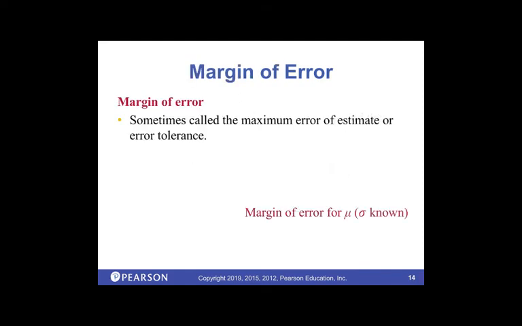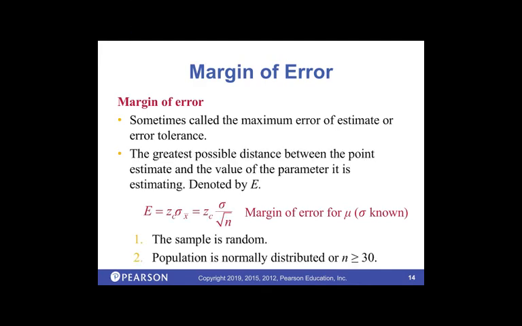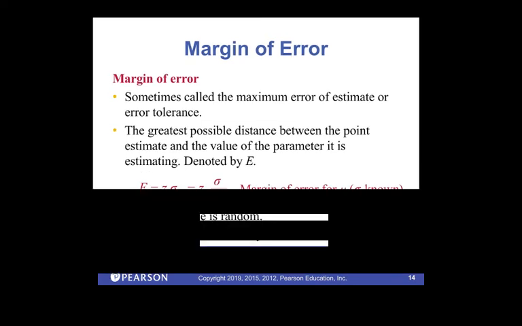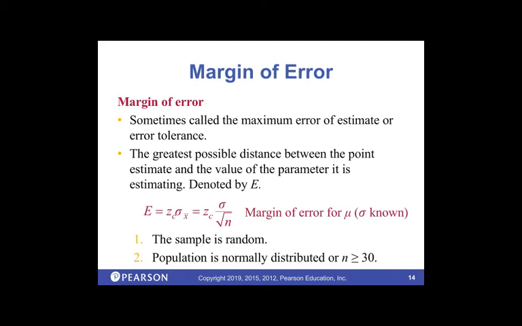Okay. So then the margin of error, sometimes called the maximum error of estimate or error tolerance. That didn't display properly, that's okay. It is the greatest possible distance between the point estimate and the value of the parameter it is estimating, and it is denoted by E. So that's the margin of error for the population mean for a known sigma.